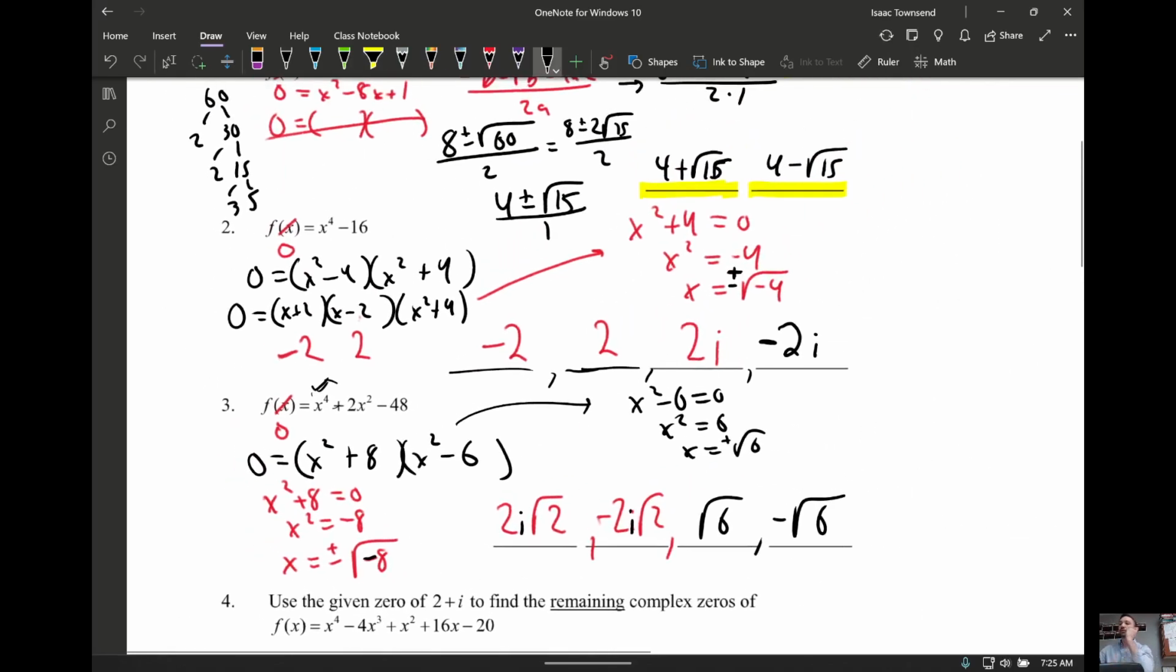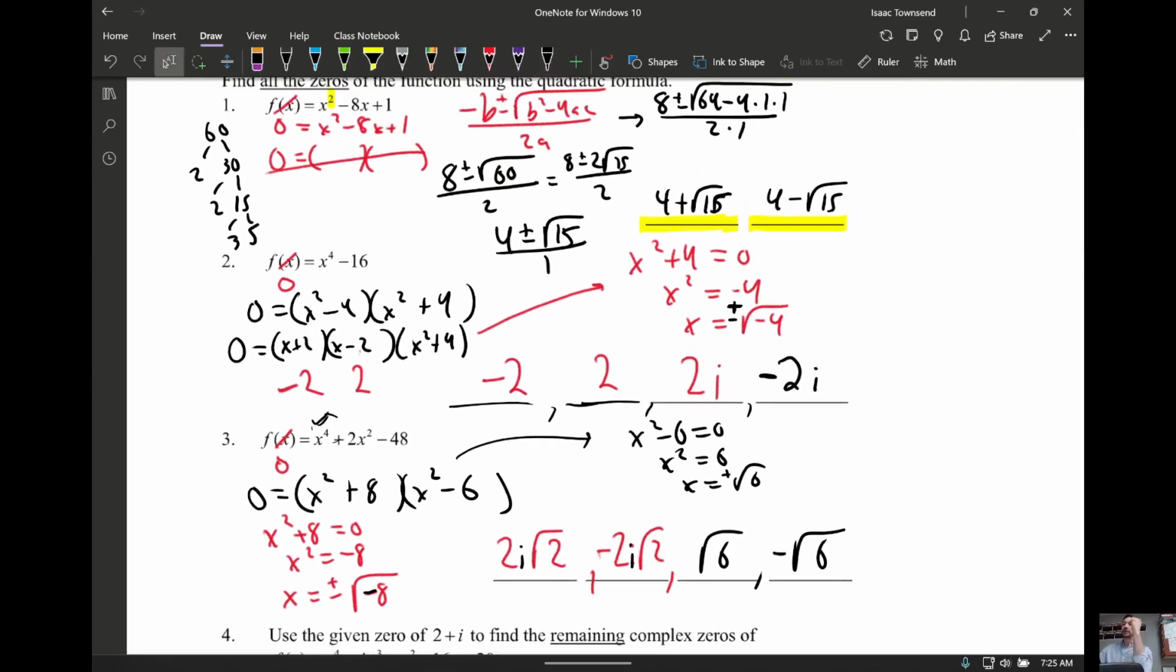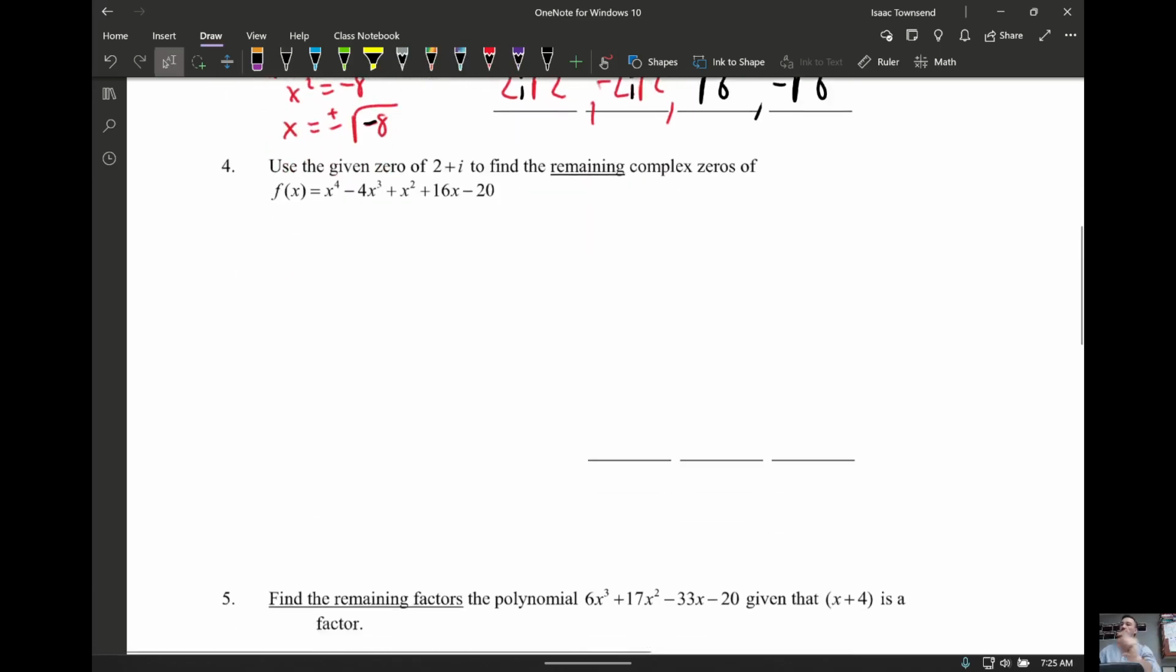Alright, so all 3 of these questions are pretty similar, so this would be a good time to get some clarification if you need it. Okay, and let's move on.